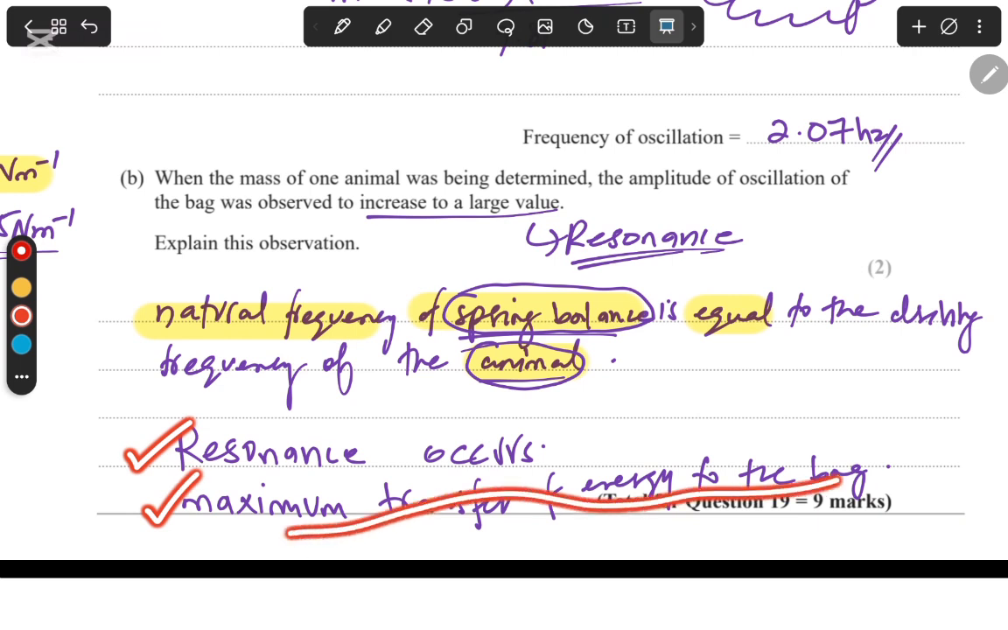And remember to identify carefully the driving frequency, who's causing it, and who is being forced into oscillation. That thing will have the natural frequency at resonance. So it's important you identify this as well. You apply this in context, okay? Because there is in many mark schemes a mark for applying this in the context, okay?